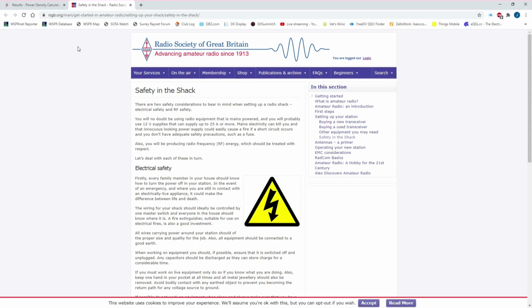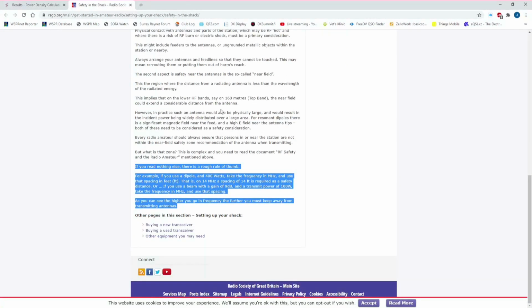Now, one final piece of information before I close up this video, I want to show you this RSGB website. Again, for all these references I'm showing you, I will put the links down in the description. But on this page on safety in the shack, right down the bottom here, it goes on a little bit about what is safe, and basically reiterates what I've just said. The bit I want to highlight is where it says, if you read nothing else, there is a rule of thumb. If you use a dipole and 400 watts, take the frequency in megahertz and use that spacing in feet. So, it gives you an example here. On 14 megahertz, a spacing of 14 feet is required.